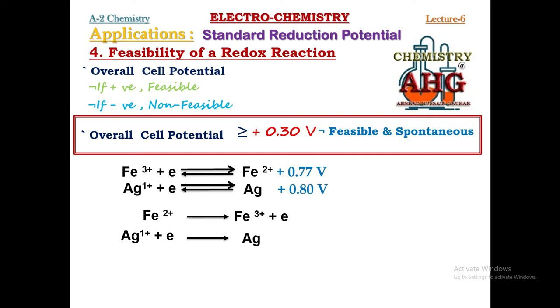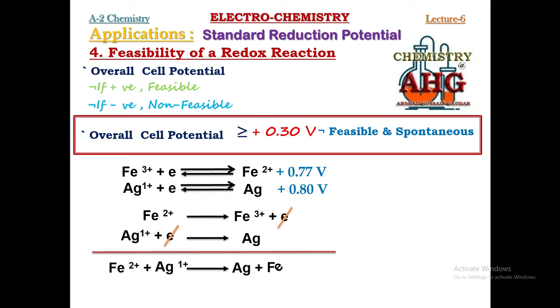Now once you have written these equations, just take the sum of both the reduction and oxidation equations. Before that, cross out, cancel out the electrons. Now get the sum of both these equations and you will get the net redox reaction. Now this redox reaction is feasible. Now you can prove that this redox reaction is feasible.